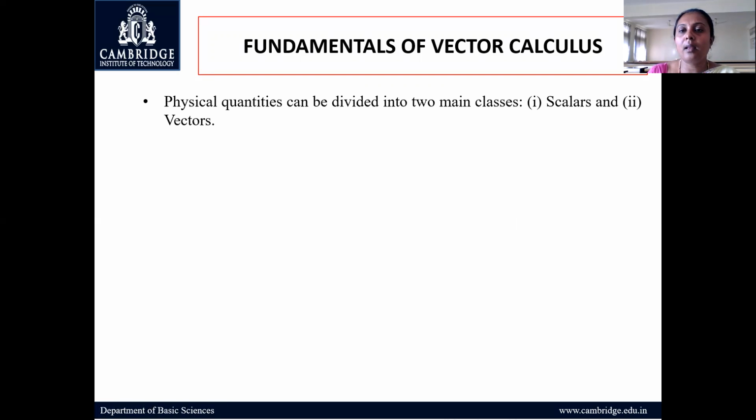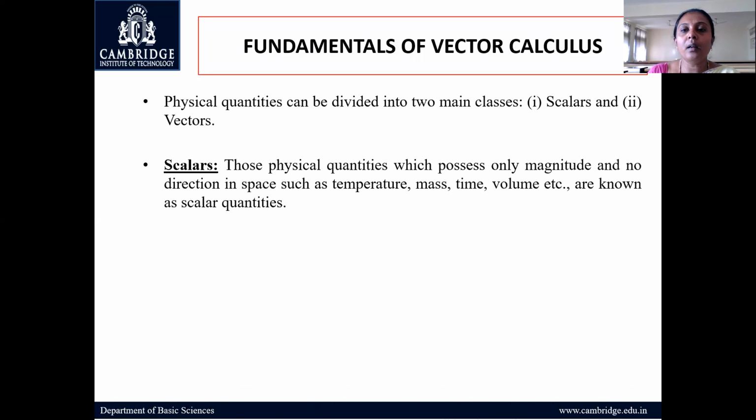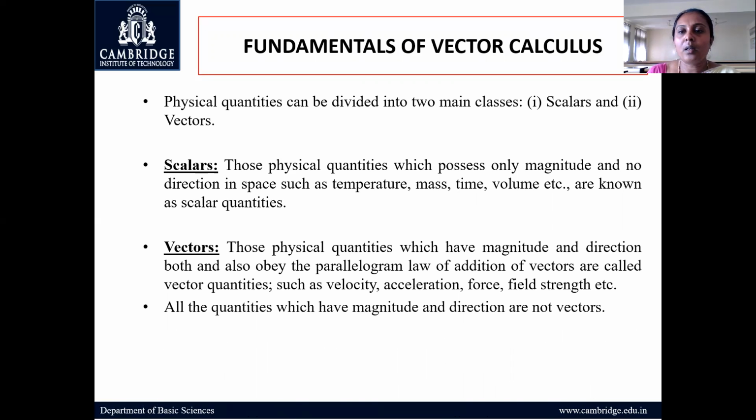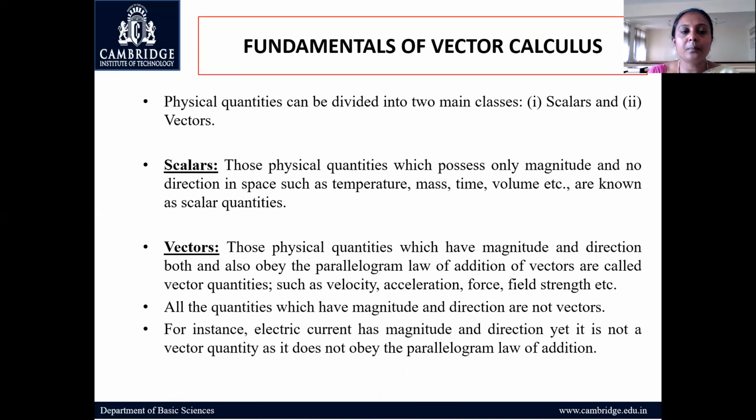You all know that a scalar is a quantity which measures only the magnitude, and a vector measures both magnitude and direction. You know the examples. Examples of scalars are temperature, mass, time, etc. And examples of vectors are vector fields like velocity, acceleration, force, field strength, etc. You have already studied this in PUC, but once again we'll recall scalars and vectors. And all quantities which have a magnitude and direction are not vectors. You have to keep this in mind.